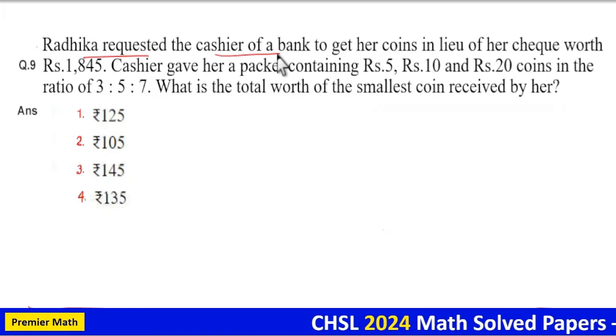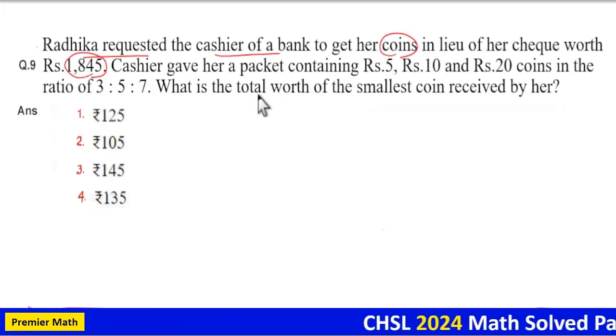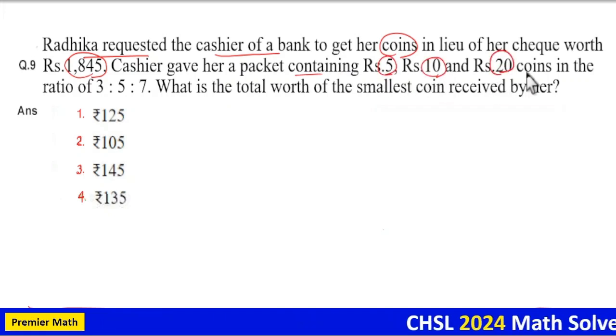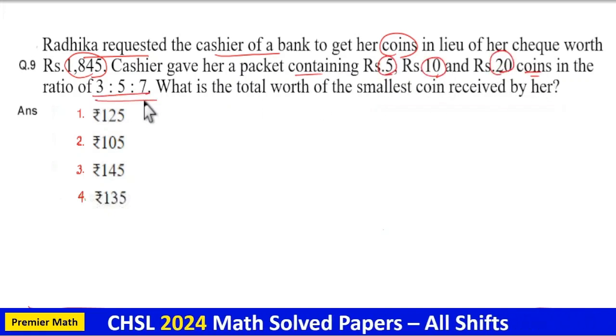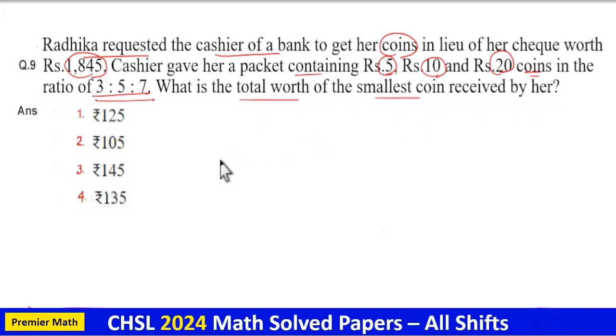Radhika requested the cashier of a bank to get her coins in lieu of her check worth rupees 1845. Cashier gave her a packet containing rupees 5, rupees 10 and rupees 20 coins in ratio of 3 is to 5 is to 7. What is the total worth of smallest coin received by her?